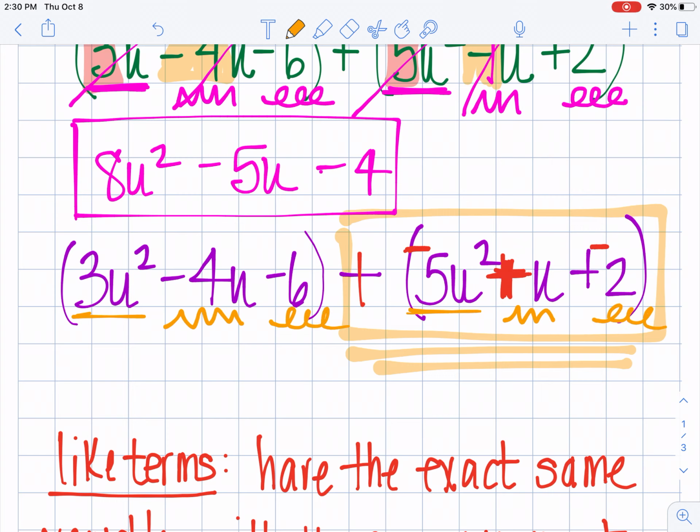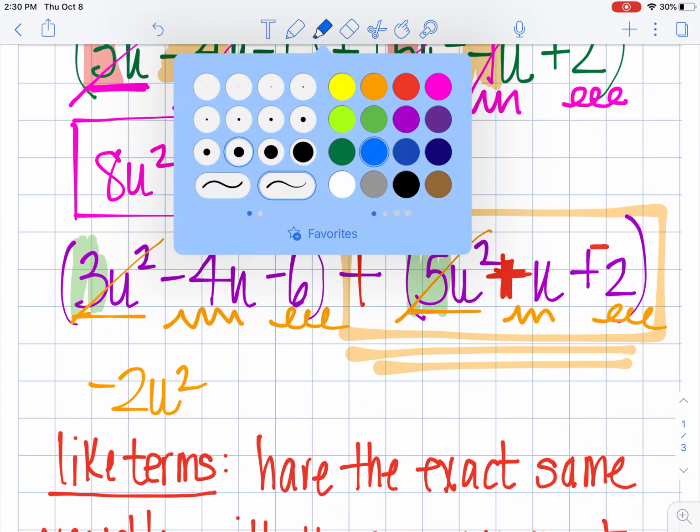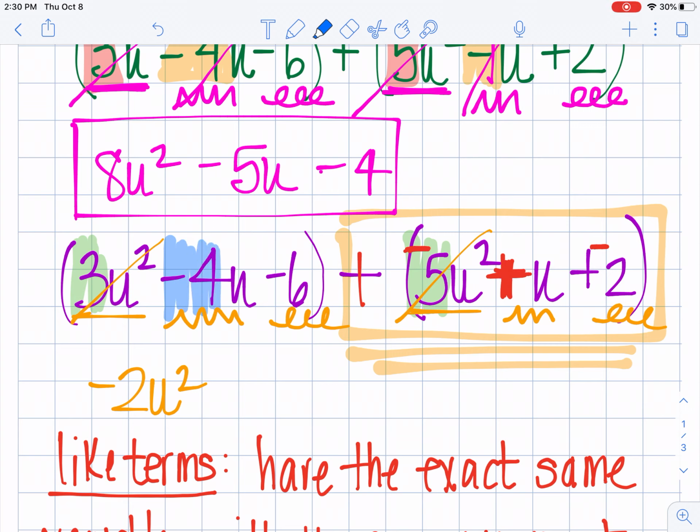So for my u squareds, I'm going to look at my coefficients. I have a 3 and a negative 5. So 3 plus negative 5 is going to give me negative 2. And these are u squareds. I crossed them off because I used them. If I look at my coefficients for the u's, here I have a negative 4, and now this is just a positive u, and remember if there's no number in front of the variable, it's a 1. Negative 4 plus 1 is going to be negative 3, so I have negative 3u. And then I'm going to look at my constants. I have negative 6 plus negative 2, which is going to give me negative 8.